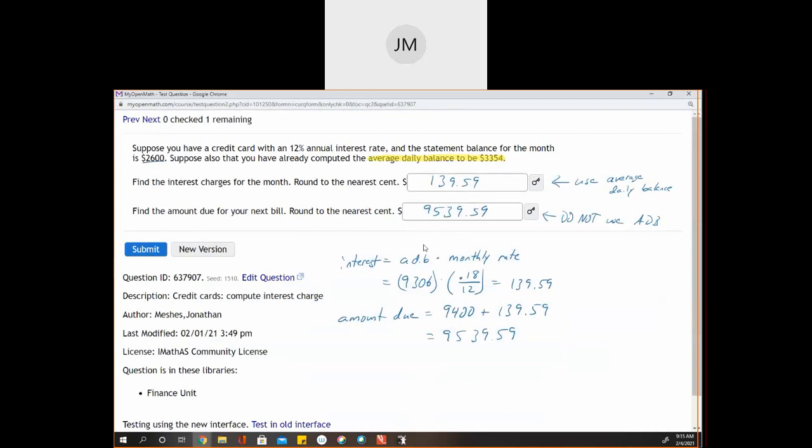But to find the interest charge, you have to use the average daily balance. You don't use your statement balance. Okay. All right. I think I got it.